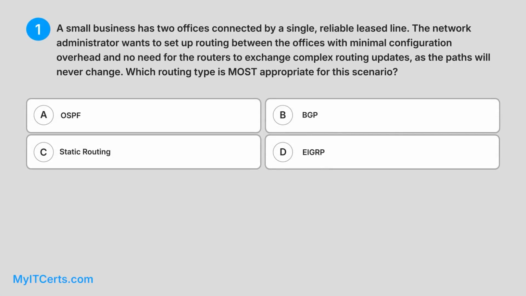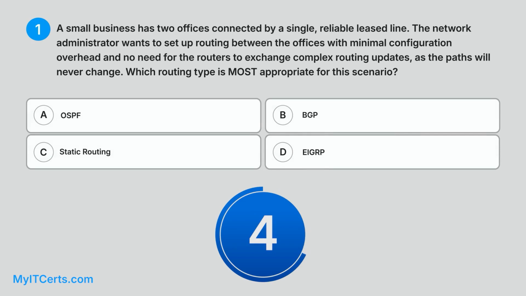1. A small business has two offices connected by a single, reliable leased line. The network administrator wants to set up routing between the offices with minimal configuration overhead, and no need for the routers to exchange complex routing updates, as the paths will never change. Which routing type is most appropriate for this scenario? A. OSPF, B. BGP, C. Static routing, D. EIGRP. What do you think is the answer?